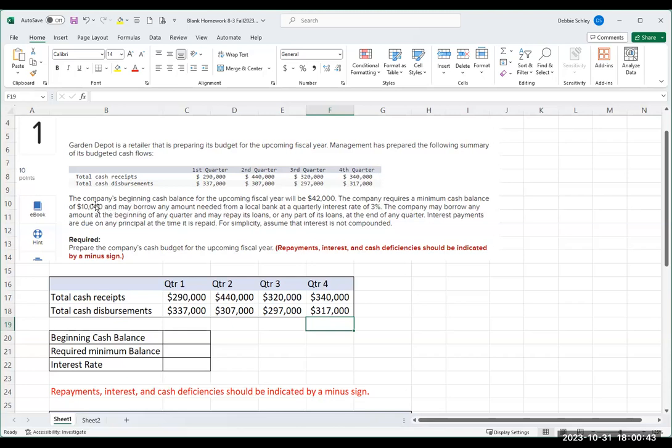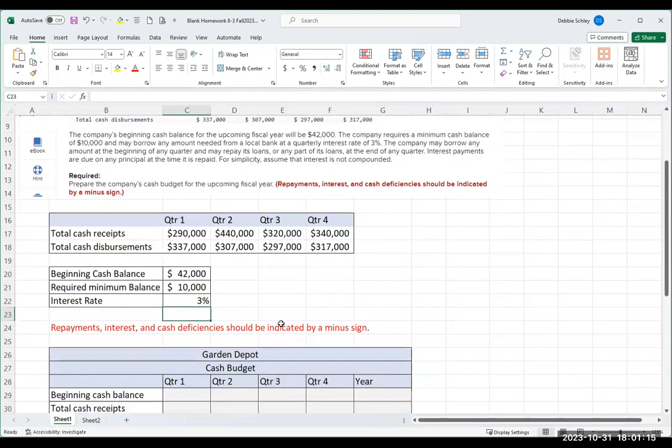Okay, now for the numbers in the words. My beginning cash balance will be $42,000. I'm gonna put that here. My required minimum cash balance is 10,000. And then my interest rate is 3%. And you can put that in as 3% or 0.03 if you're doing that by hand or in Excel.